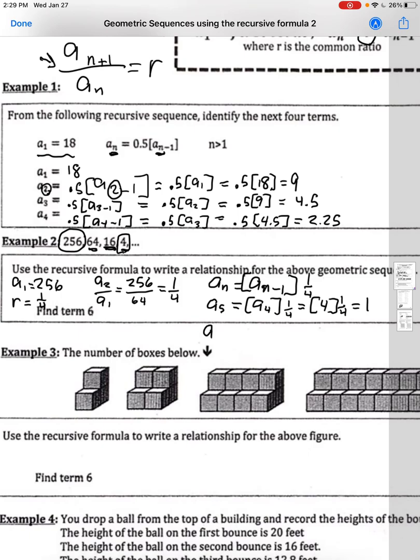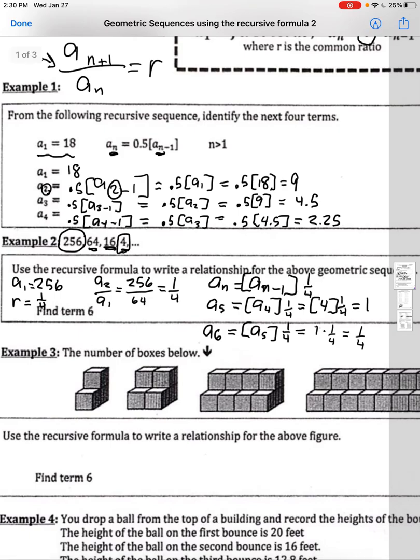Similarly, we can do the same thing to find the sixth term like it asks us to, which would be A6 is equal to A5 times 1 over 4, which would become 1 times 1 over 4, which would be 1/4, which would be our answer for that particular problem.